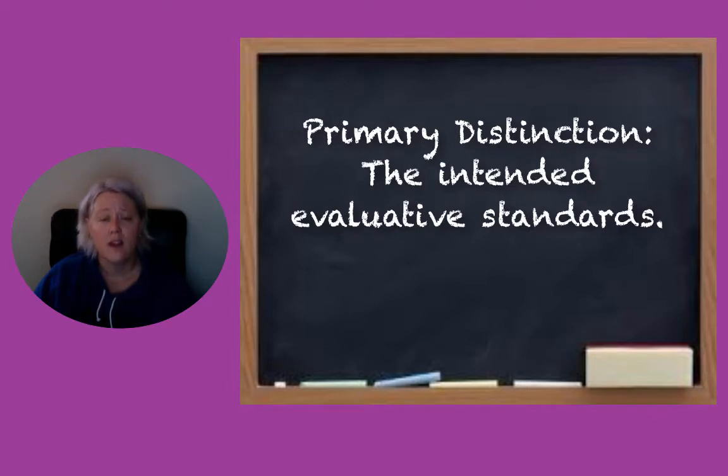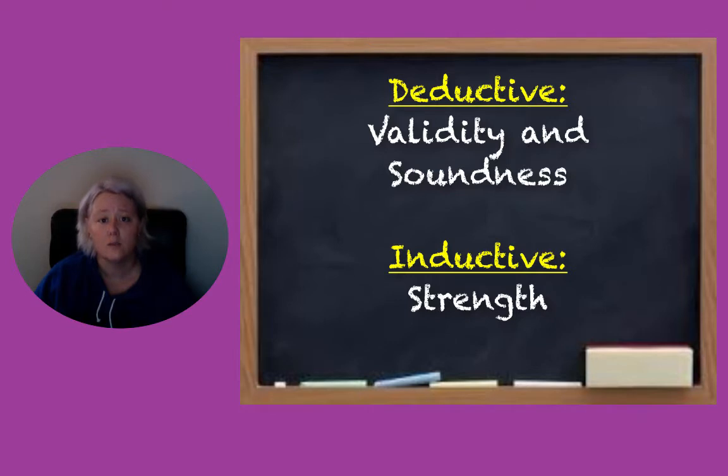So the intended evaluative standards for inductive arguments are different than the intended evaluative standards for deductive arguments. And we know by now that the evaluative standards for deductive arguments are validity and soundness. When we evaluate a deductive argument, we evaluate it for validity, because deductive arguments are given in such a way that they're intended to be valid. The premises are intended to support the conclusion in such a way that the conclusion is intended to follow necessarily from the premises.